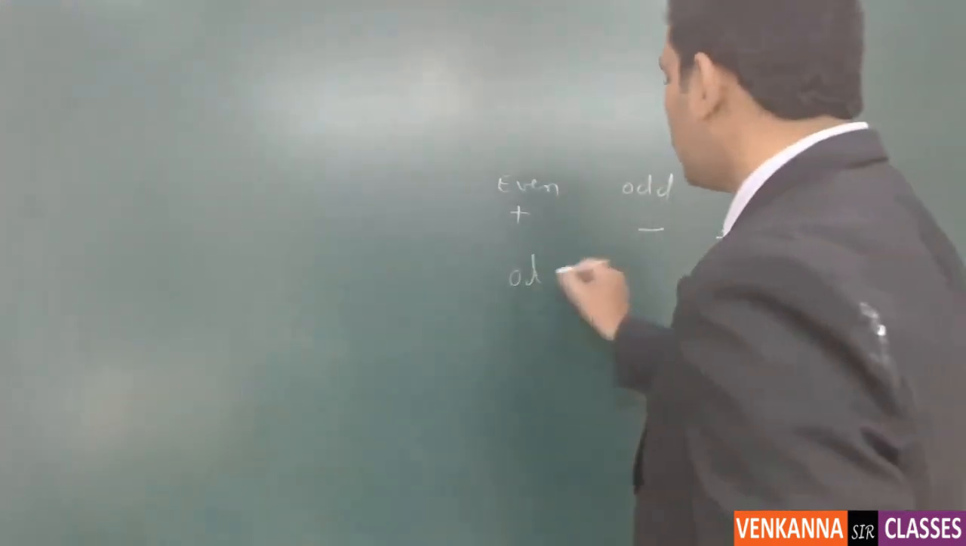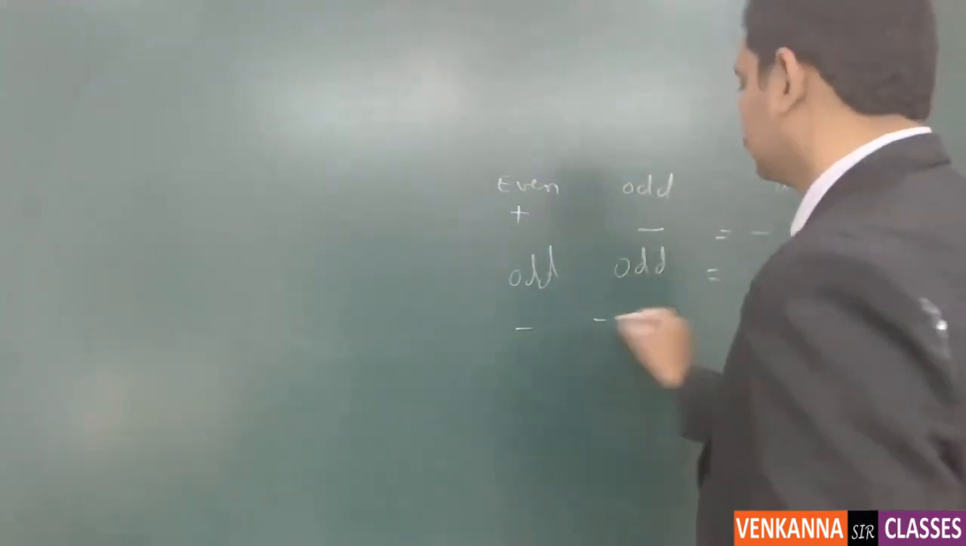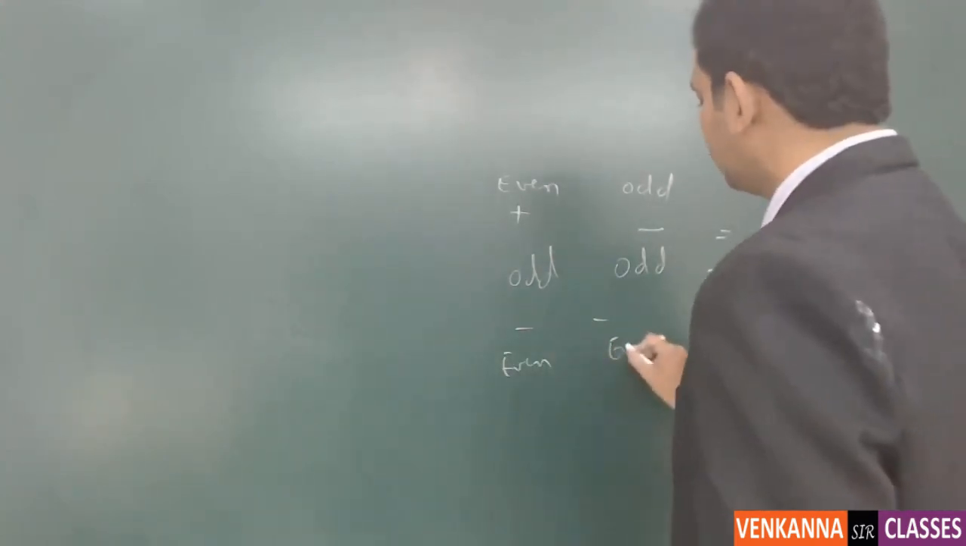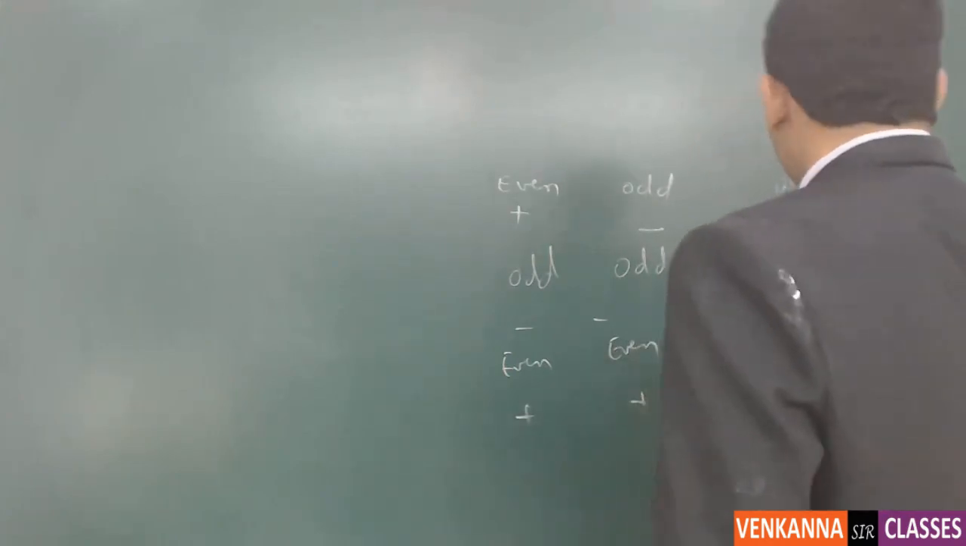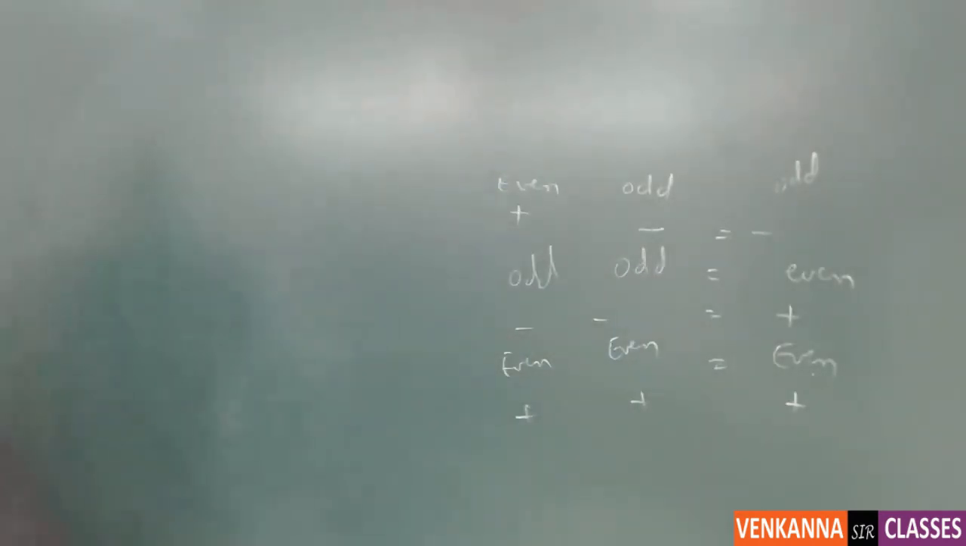So if you take odd into odd, you will get an even permutation. And the product of even into even is again even. So are you getting it? The product of even permutations gives what? The product of odd permutations gives what? The product of even into odd gives what? Fine. Yes or no?